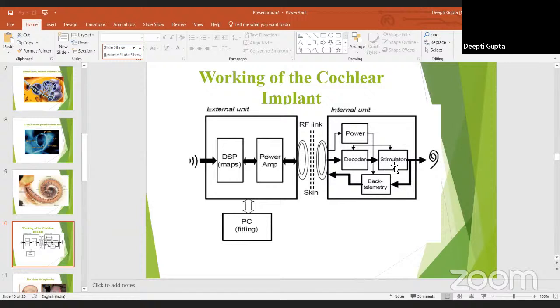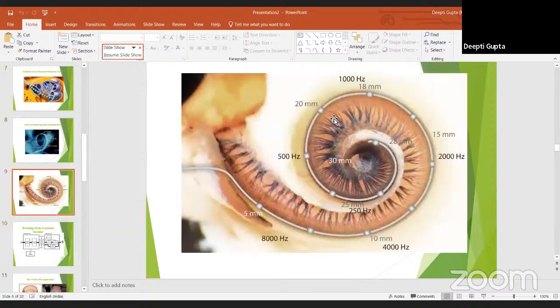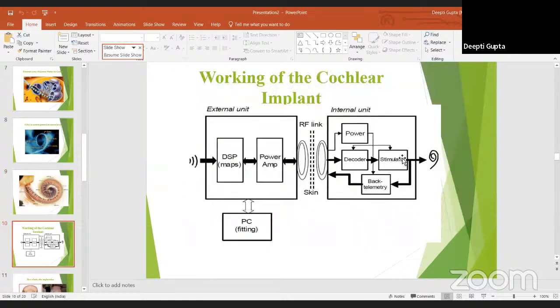So according to the sound, for individual frequency we have individual electrodes. Suppose a sound is of 250 hertz, or suppose it is 50 hertz, so it will go to that electrode. So this is the meaning of the stimulation. And if a sound is of 4000 hertz, then it will go to that particular electrode. In that way, the stimulation has been done.